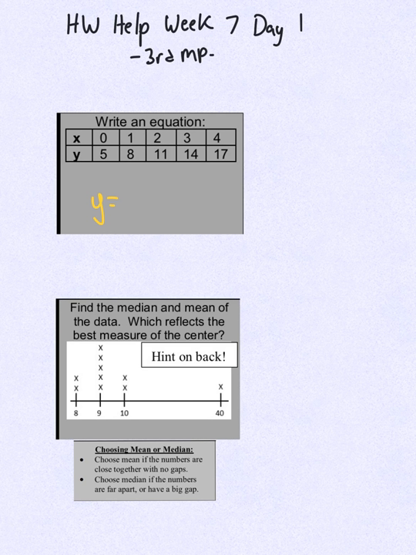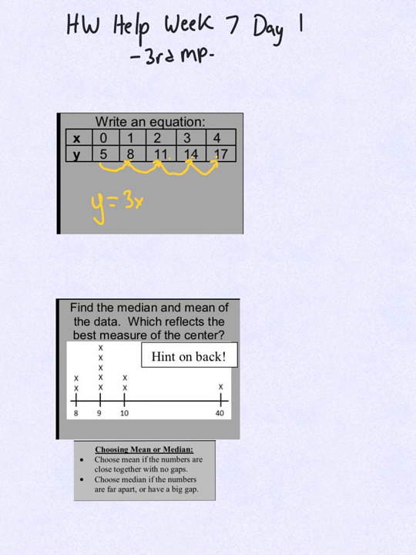So first, we're going to go from the y values, and we're going to skip count. That's going to get us the first part. So notice that going across the y values, they're increasing by 3. 5 plus 3 is 8. 8 plus 3 is 11. 11 plus 3 is 14. And 14 plus 3 is 17. That gives us the first part of our equation, which will be y equals 3x.